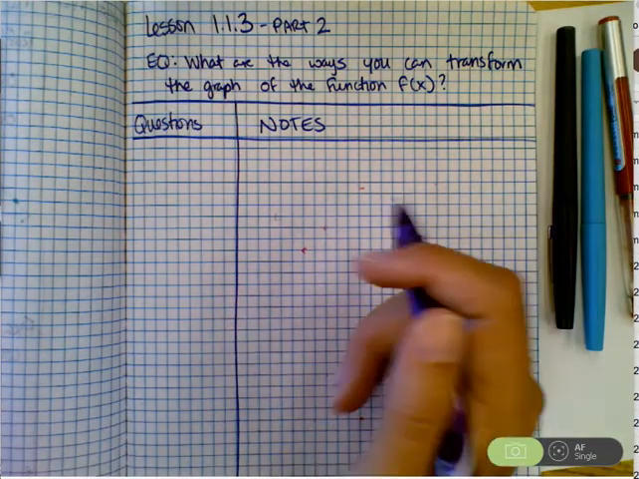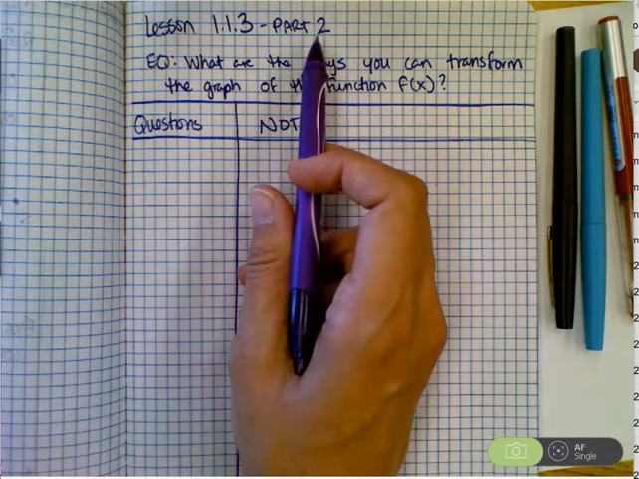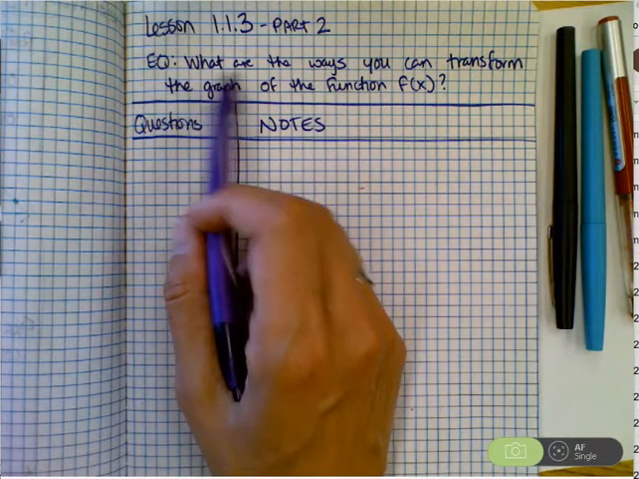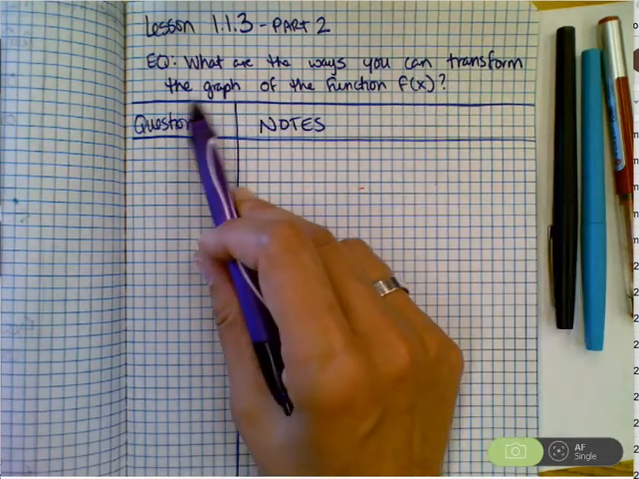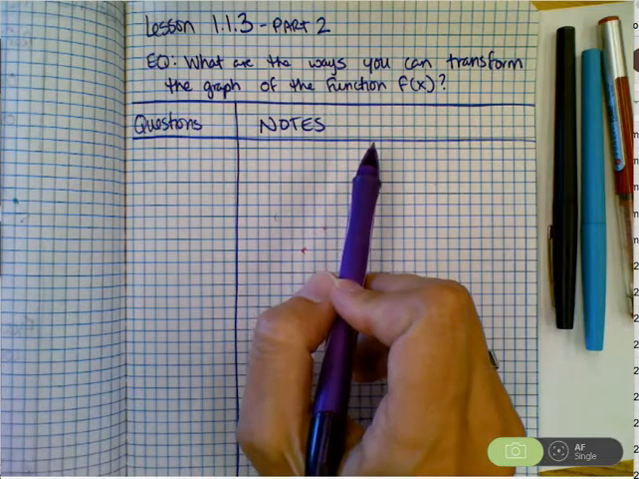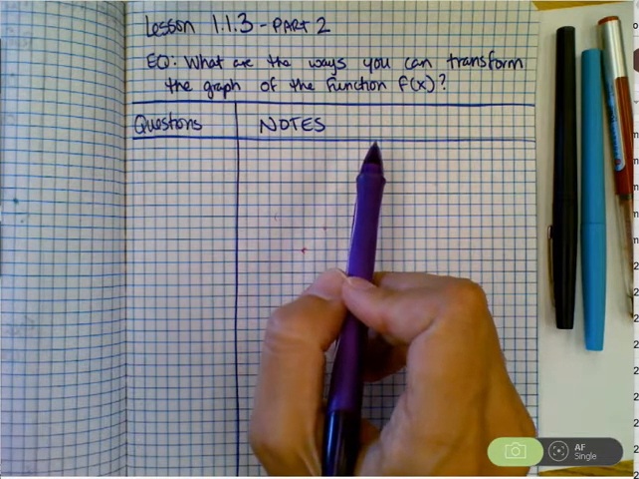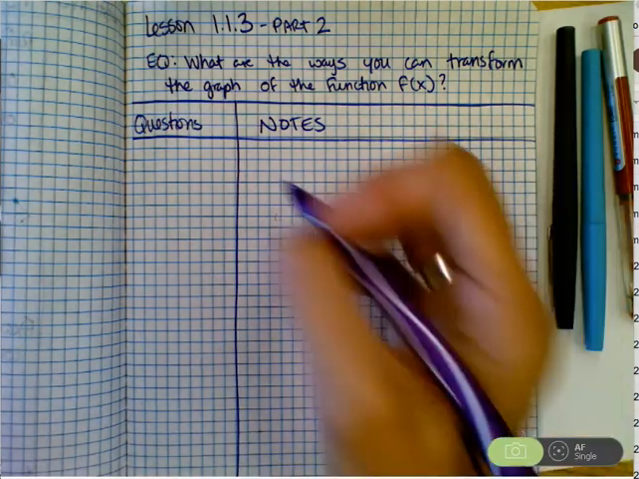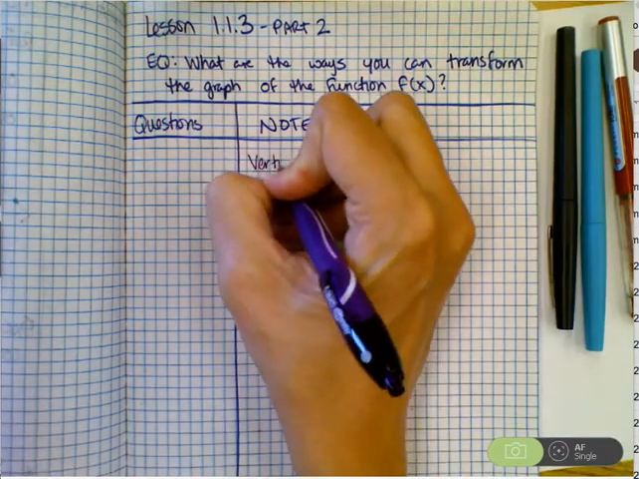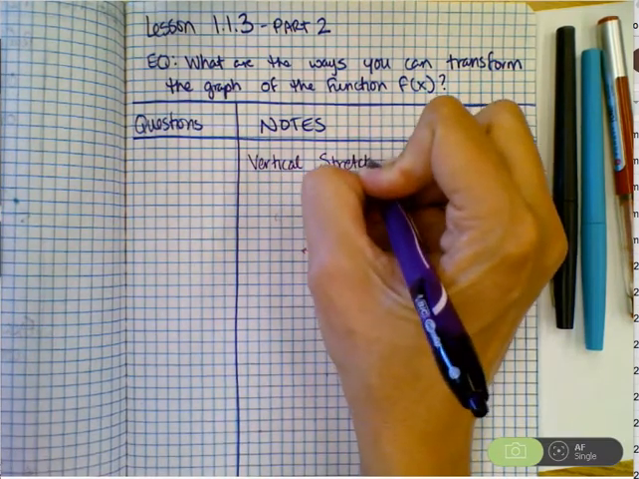So, today we're looking at lesson 1.1.3 part 2. We did start this lesson in the last set of notes, but this is a continuation. So we're going to be looking again at ways you can transform the graph of the function f of x. This time we're going to look at one more type of transformation. Last time we looked at shifts, horizontal and vertical, and reflections. Today we're going to look at what we call vertical stretches and shrinks.